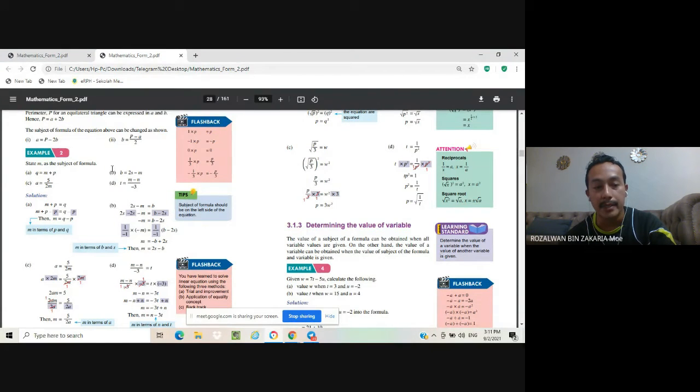Okay, so look at B here. We have the formula B equal to 2S minus M. All right, so how to make this M become the subject? Firstly, you change the position. This 2S minus M you write on your left side, and B you write on your right side. So 2S minus M equal to B.